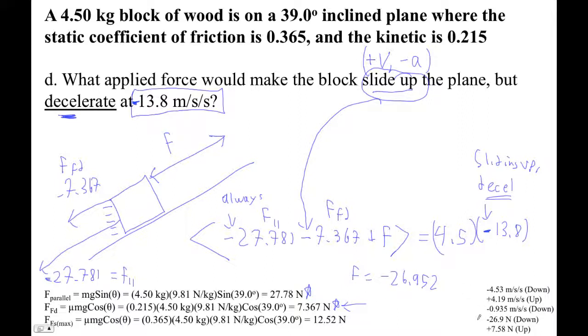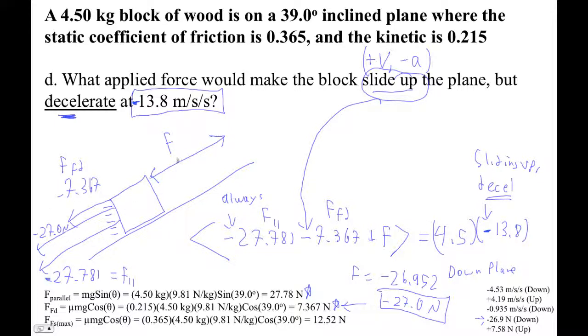Now, I'm looking at the answer there. So we're off by one of those digits, because really you'd say negative 27.0 newtons, rounding to 2 sig figs, because you'd have to round it to this place, so you'd round it up. So this is actually down the plane. So that force would end up being this way.